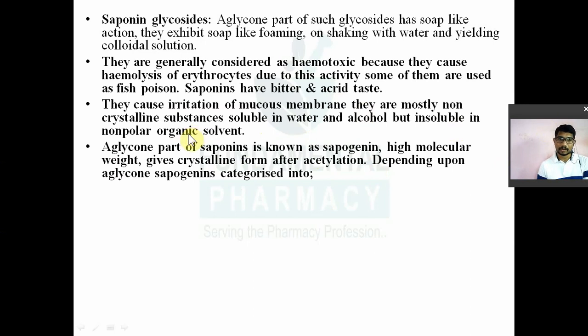The aglycon part of such saponins is known as sapogenin, which is of high molecular weight and gives a crystalline form after acetylation. जो भी aglycon part है उसका crystalline form बन जाएगा after acetylation reaction. Depending upon the aglycon, saponins are classified again.